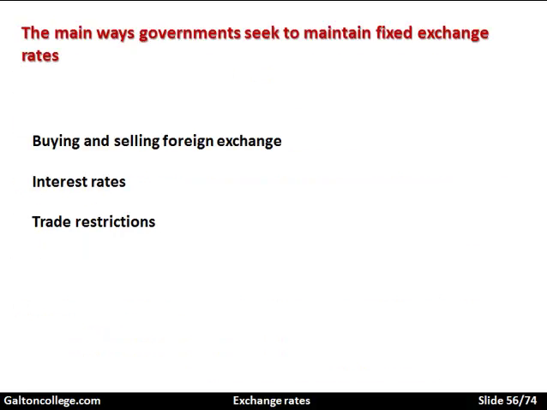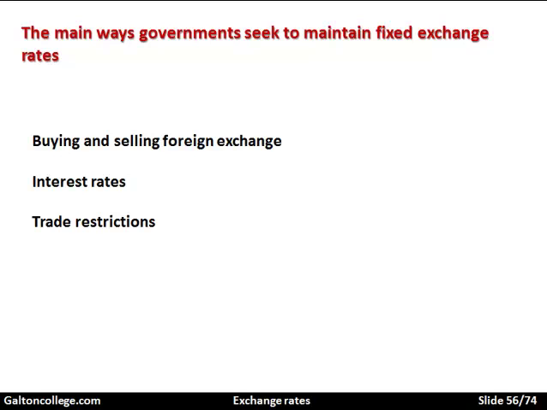The main ways in which governments seek to maintain fixed exchange rates are buying and selling foreign exchange, interest rates, and trade restrictions. Well, if there were fixed exchange rates, then buying and selling foreign exchange may be an option if each central bank had enough reserves to enable it to buy and sell foreign exchange. But sometimes central banks didn't have enough, and that's where a real problem could arise.